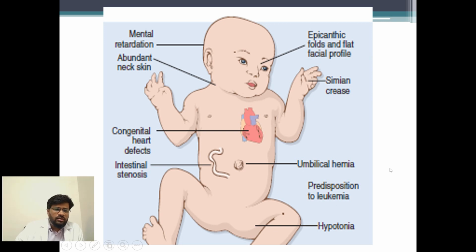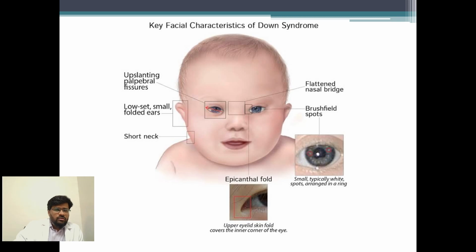They'll have muscle weakness. So this is the up-slanting palpebral fissure, low set ears, short neck, and epicanthal fold. This is the condition called Mongolism, and they have a flat nasal ridge. And one thing you have to remember here is Brushfield spots, the white spots in the eye. Yes, they are typical of Down syndrome.